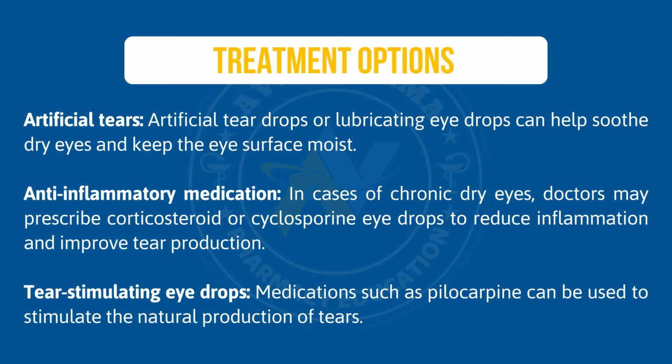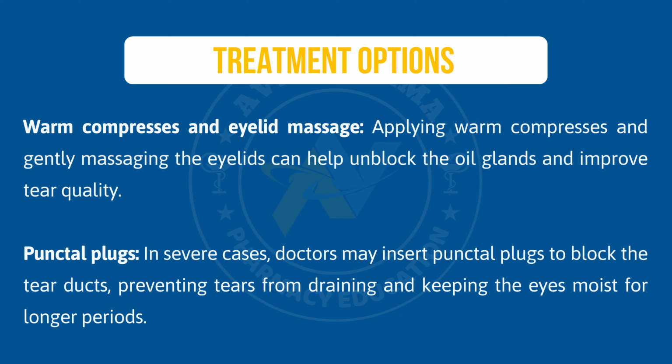Tear-stimulating eye drops. Medications such as pilocarpine can be used to stimulate the natural production of tears. Warm compresses and eyelid massage. Applying warm compresses and gently massaging the eyelids can help unblock the oil glands and improve tear quality. Punctal plugs. In severe cases, doctors may insert punctal plugs to block the tear ducts, preventing tears from draining and keeping the eyes moist for longer periods.